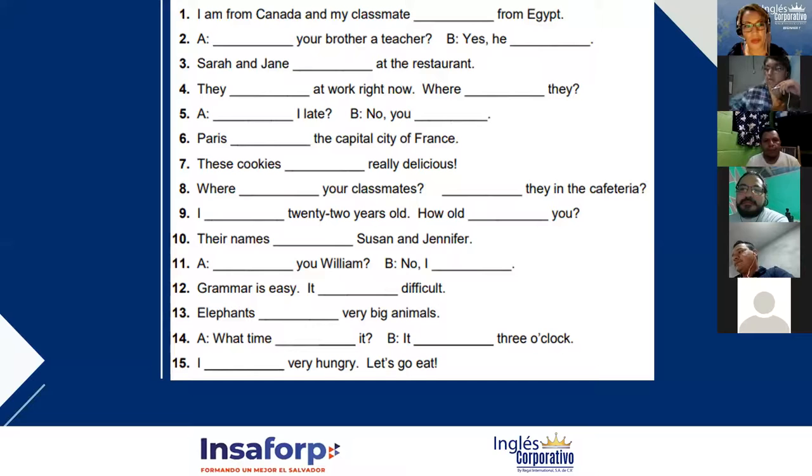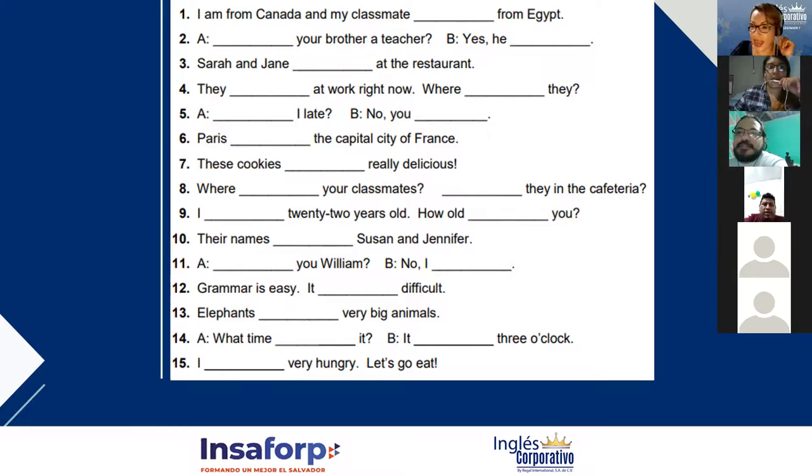So, number three, volunteer. Yes, are. Sarah and Jane are at the restaurant. Y tal vez hay alguno por ahí o tal vez nadie, pero a veces se confunden y ponen is ahí. ¿Por qué no puede ser is? Porque no es algo de ellas. Ajá, se refiere a dos personas. Exacto. Por eso les decía anteriormente que cuando es tercera persona singular, he, she, it, ahí sí se usa is, pero en este caso ya es plural, son ellas. Entonces, en ese caso, para ellos o ellas, are. Sarah and Jane are at the restaurant.